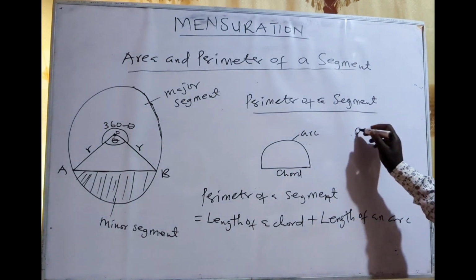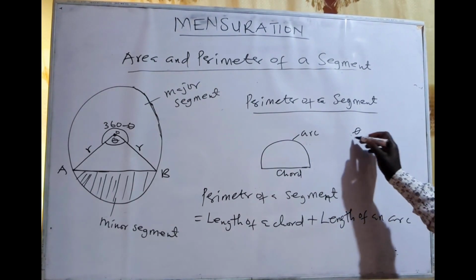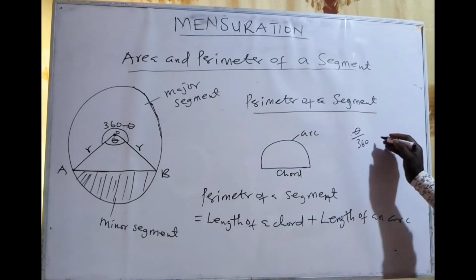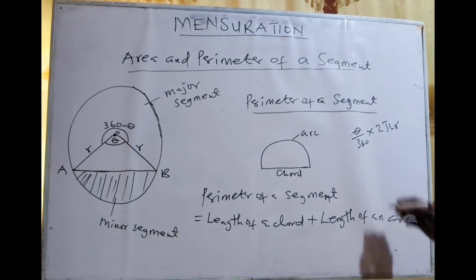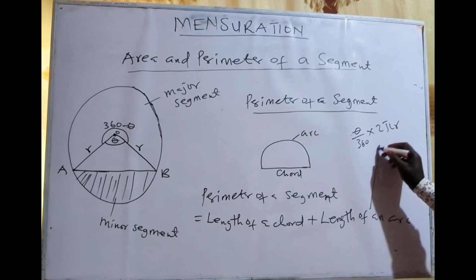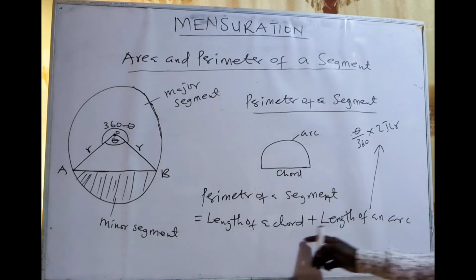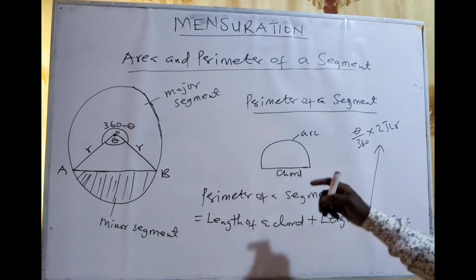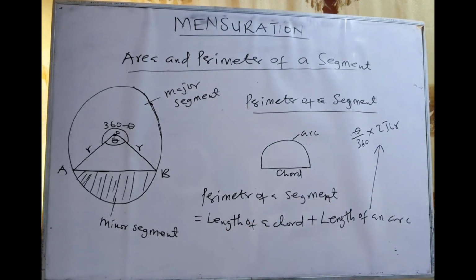What is the length of an arc? The length of an arc is a portion of the circumference. So the angle the arc subtends at the center, divided by 360, times 2 pi r. This is the length of the arc. Then you add the length of the chord, and you are good to go to get the perimeter of a segment. This is so simple.